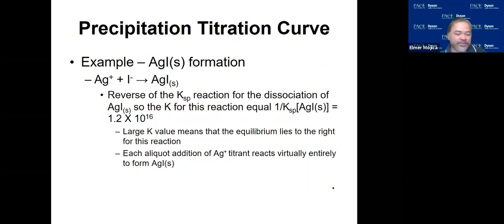So the example that we have here is silver iodide. This type of titration is what we call Argentometric titration. So why do you think it's an Argentometric titration? Anyone?